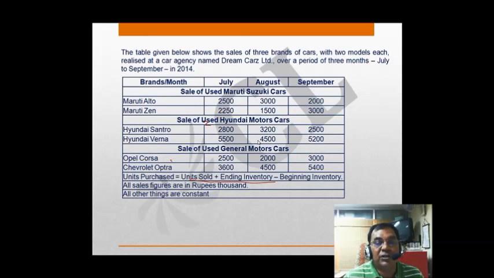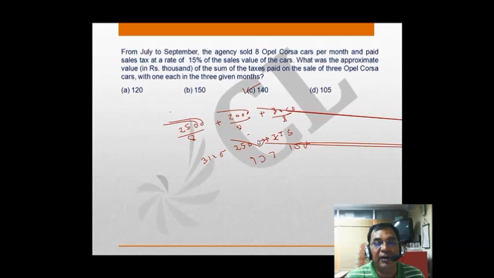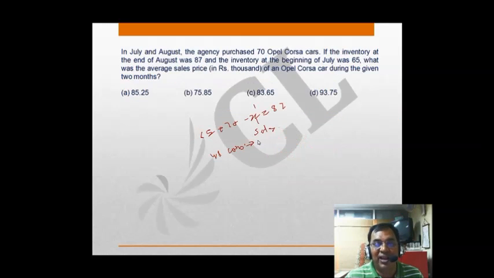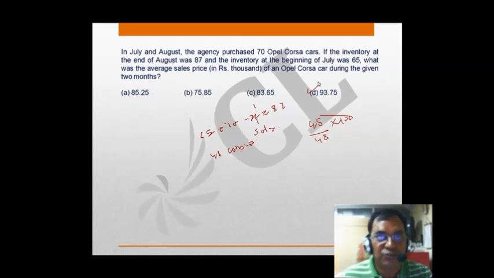So Opel Corsa is 4,500 upon 48. It will be just a little less than 100. So I can coolly get the answer. I don't need to calculate. It is 45 upon 48 into 100, which has to be 93.75. I don't need to calculate because it is less than 10%. It's only 3 less, so it has to be 45 upon 48. So my dear friend, we have gained much because of these 4 DI, which we could do very, very quickly.